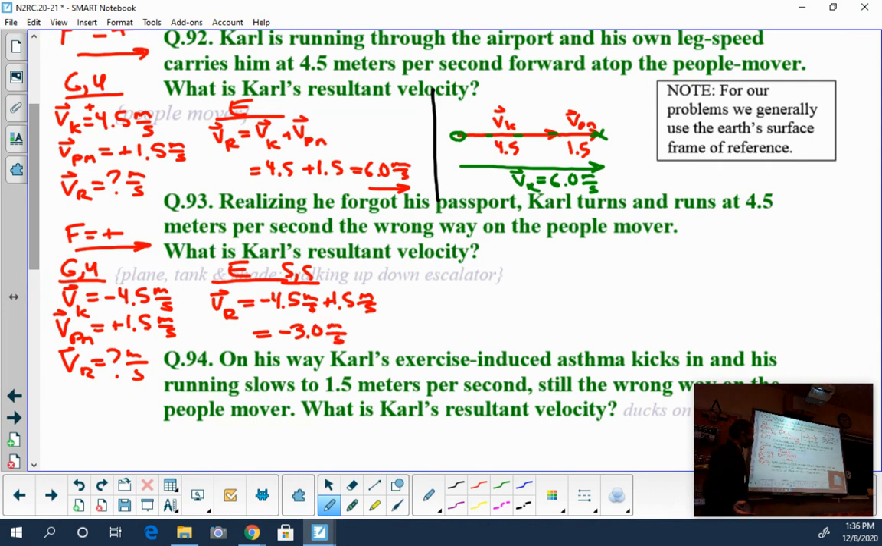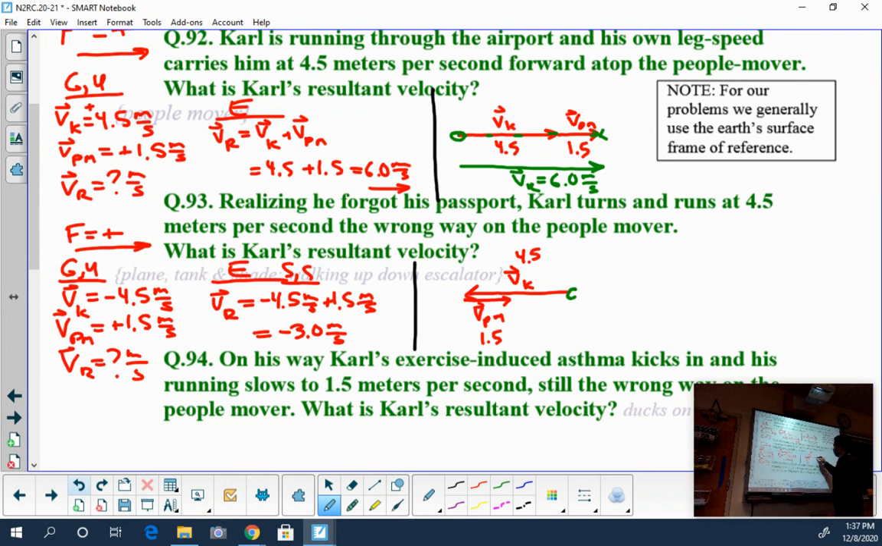That's his resultant velocity. I'm going to draw this, which I'd like you to do. This time, Carl is going 4.5 meters per second backward. The people mover is still 1.5 forward. Now, you may want to put it over here, but you're going to have to move it. We want it head to tail. So don't bother. Why don't you just make it head to tail straight away? Come back over here, come back this much this way. That's the velocity of the people mover. Carl's velocity was 4.5. The people mover was 1.5.